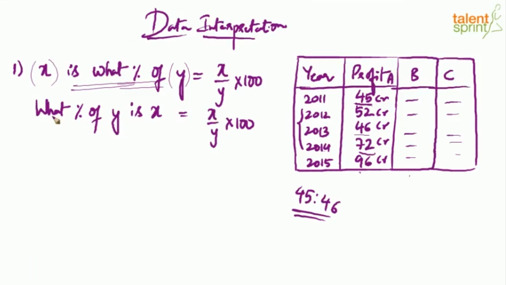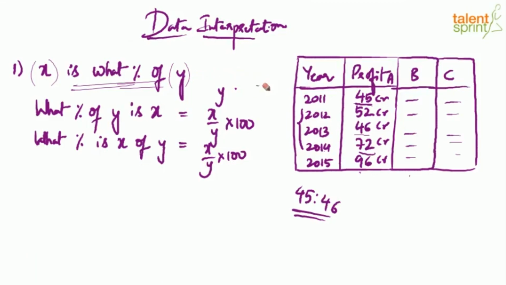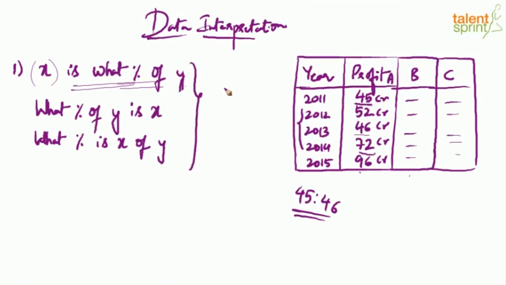Right? Or there's one more way of asking this. He can say what percent is X of Y. X by Y into 100. In all the three cases, you just have to go by X by Y into 100. What percent is X of Y? What do you do? X by Y into 100.